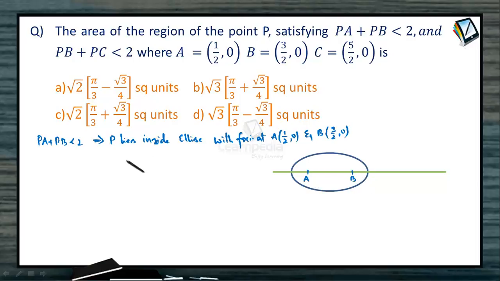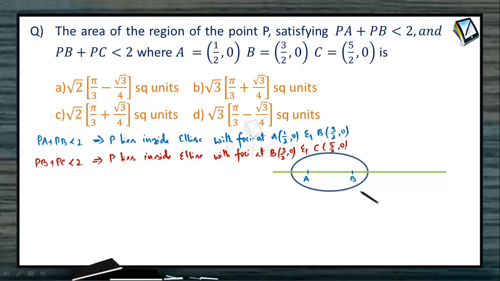Now, what about the second condition? If PB plus PC is less than 2, then P is a point inside another ellipse whose foci are B and C, that is B (3/2, 0) and C (5/2, 0). So the second ellipse is another ellipse having foci at B and C.